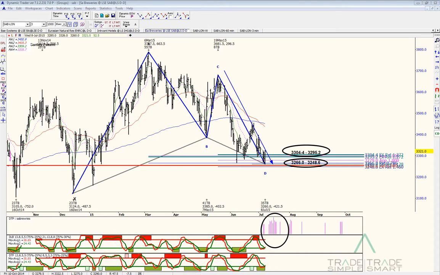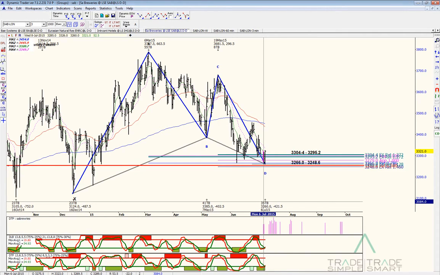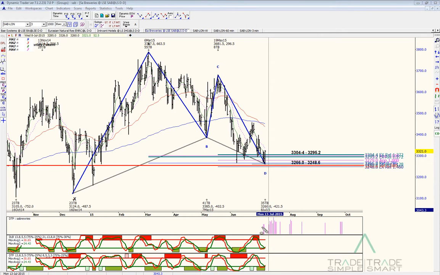In terms of our time window, we have a time histogram which basically calculates the high probability time windows for reversals. If we look at the dates, we can see that from Monday the 6th of July right up until the 20th of July, we have a large clustering of high probability times for a reversal. On top of this, we also have a bullish reversal in the oversold zone on the indicator. So from here we're going to drop down to our entry time frame, and we're going to be looking for some kind of entry trigger to get us into this trade.